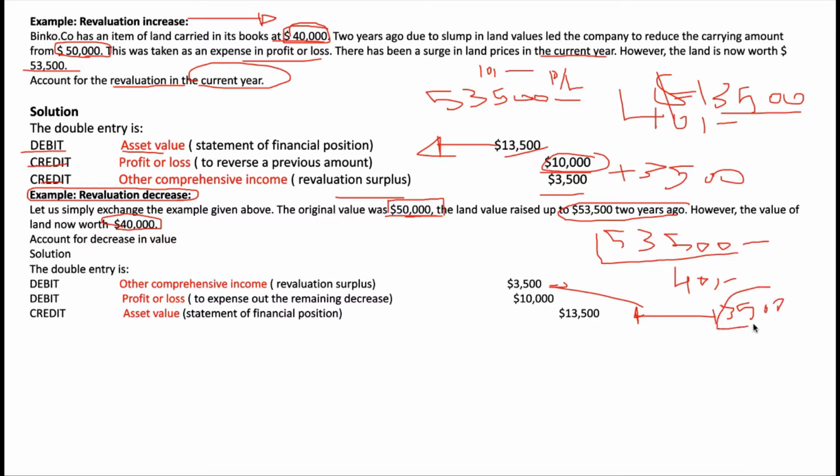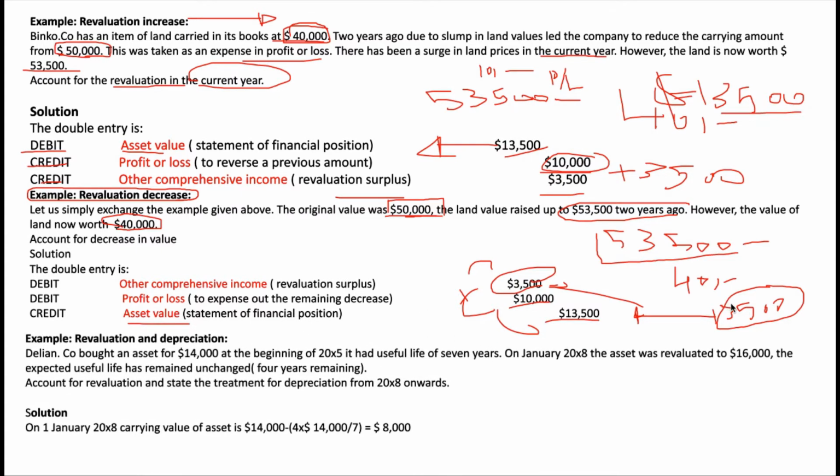Two years ago, we had 3,500 as revaluation surplus. We will reverse this amount as a debit to other comprehensive income, 3,500, and the remaining amount, 10,000, shall be debited directly to profit or loss, and the asset value will decrease in the statement of financial position by the same amount, this plus this, 13,500.